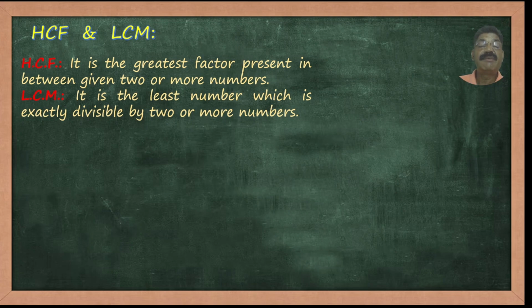What is least common multiple? It is the least number which is exactly divisible by 2 or more numbers. So, LCM of 2 numbers means it will be divisible by both the numbers. 3 numbers means it will be divisible by all the 3 numbers. So, like that. It is the least number which is exactly divisible by 2 or more numbers.